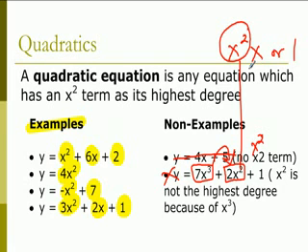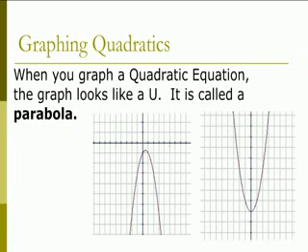So those are some examples and non-examples of quadratics. Make sure you keep that handy so you can compare equations and make sure you know which one's a quadratic and which one is not a quadratic. When you graph a quadratic equation, it looks like a U, and this is called a parabola. So when you see this word parabola, that just means that it looks like a U.